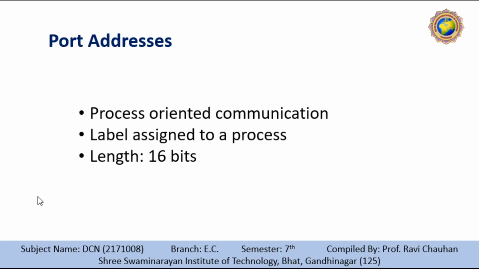For example, computer A can communicate with computer C using Telnet. At the same time, computer A communicates with computer B using the File Transfer Protocol. For these processes to receive data simultaneously, we need a method to label the different processes. In other words, they need addresses. In the TCP/IP architecture, the label assigned to a process is called the port address, and the port address in TCP/IP has a length of 16 bits. As I already told you, it is the label assigned to each process for process-to-process communication.